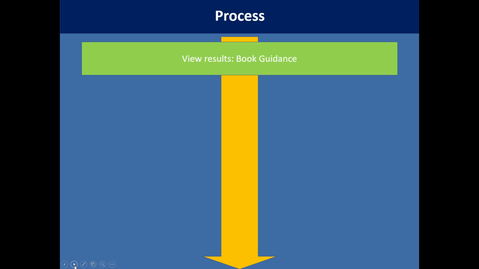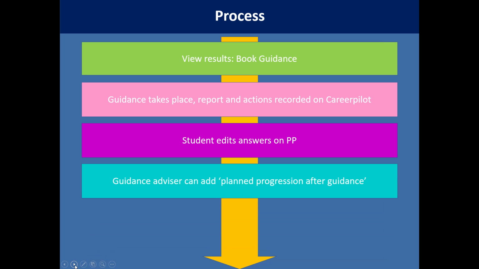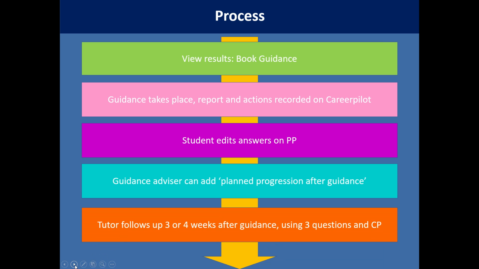Okay, so just a reminder, the process is you book the guidance, you do the guidance, write your reports and actions on Career Pilot, get the students to edit their answers on Pathway Planner because you want to see that progression on their timeline. Write your one-liner report, your progression report, and then the tutors will follow up.